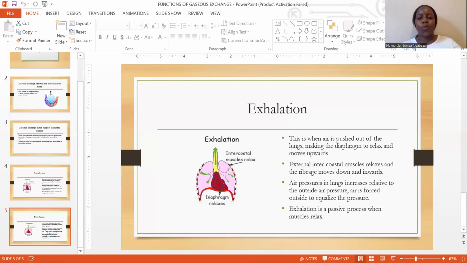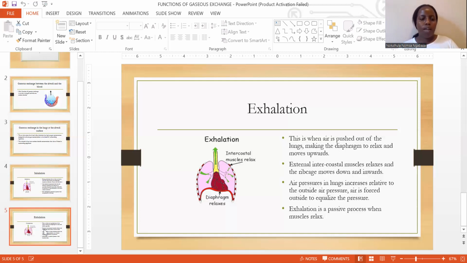Why? Because this is where you're going to have your carbon dioxide being what? Being released to the outside, to the atmosphere. But where does it come from? It comes from the tissues, or it comes from the blood that you're going to find in your lungs. That's why during exhalation, you are going to have more air pressure being exerted if you're comparing to the outside air pressure.